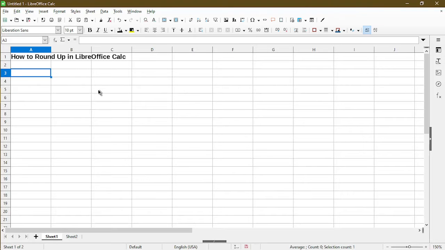In this video, I'll show you how to round numbers up in LibreOffice Calc.